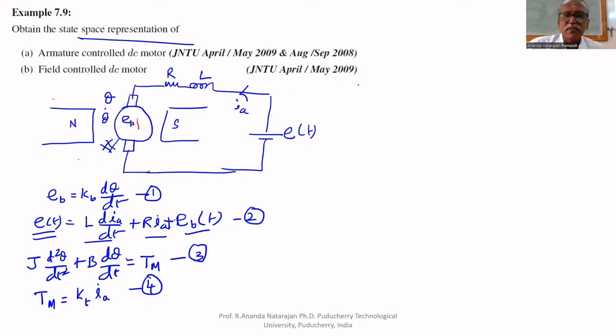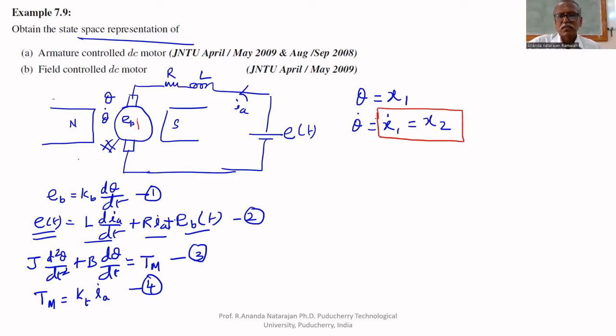Let us assume that theta, the displacement, is one state variable, x1. Therefore, theta dot equal to x1 dot equal to x2. x1 dot equal to x2 is one state equation. Then theta dot is x2. One more state variable, let us take I_A as the third variable, x3. Now, let us substitute all these in the equations and we'll find the final equation.